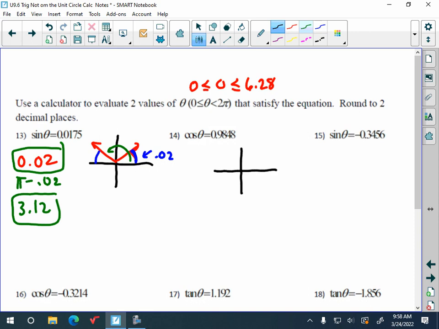All right. So cosine is positive in what 2 quadrants? Positive in 1 and 4. All right. So let's do the inverse cosine. ASTC. All right. So you should get 0.17. So that's the one in quadrant 1. That's 0.17. So how do we find now the one in quadrant 4?